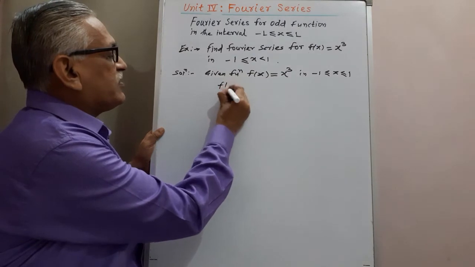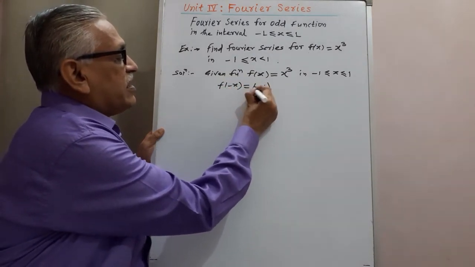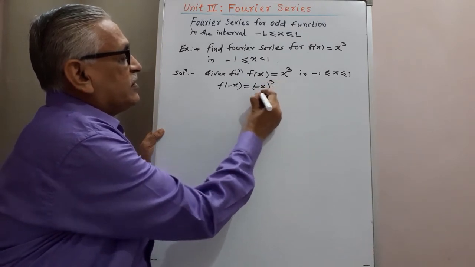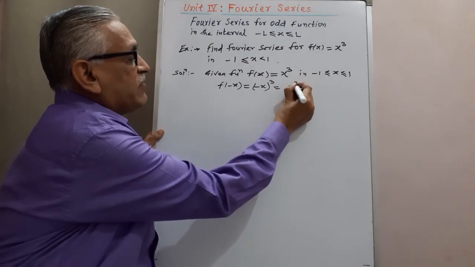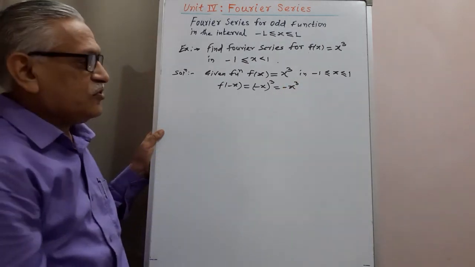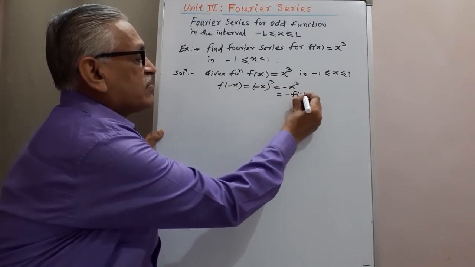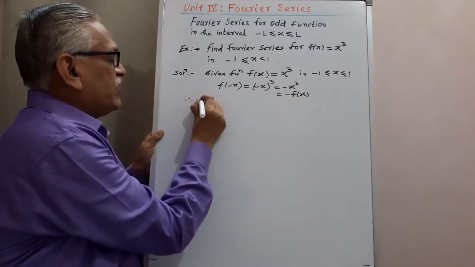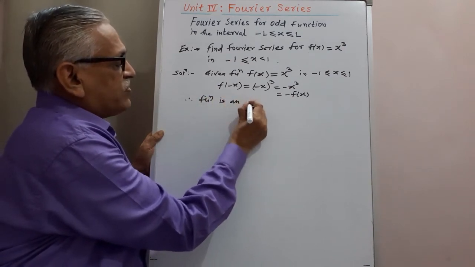Replacing x by minus x, we get minus x and its cube. Its value is minus x cube, and -1 cube is -1. Therefore we get minus f of x, and therefore the function is an odd function.